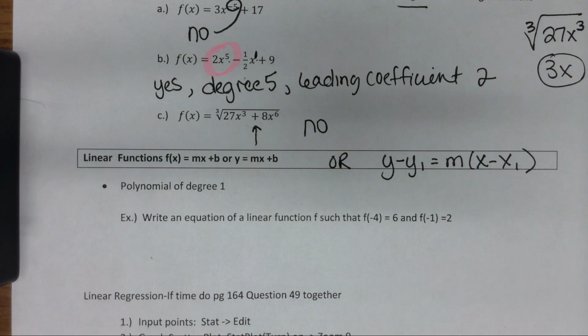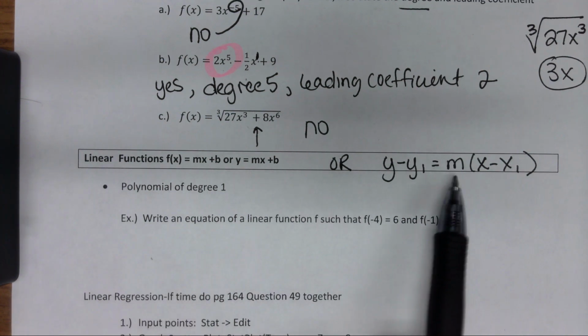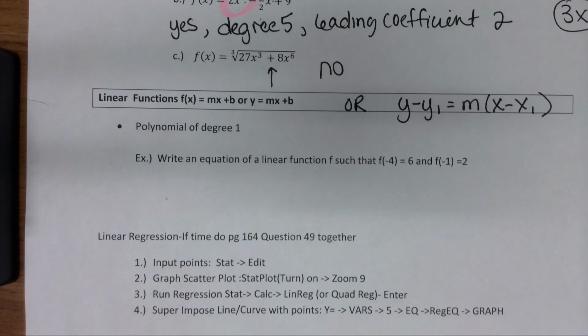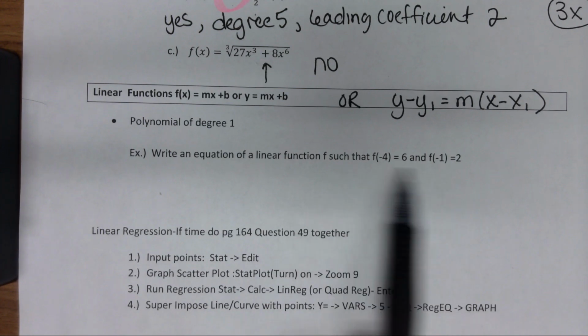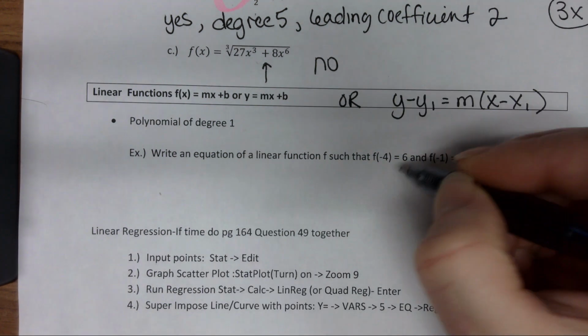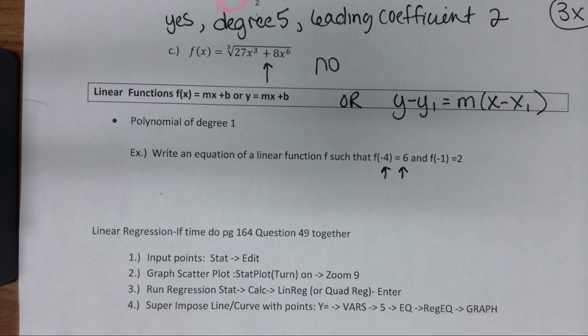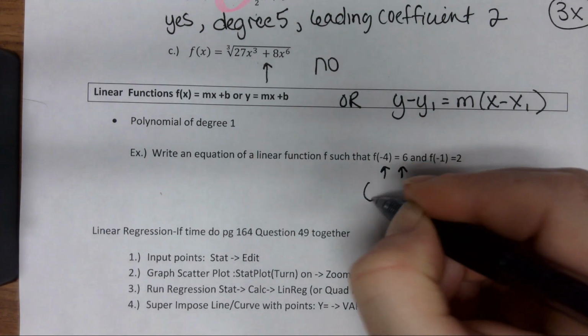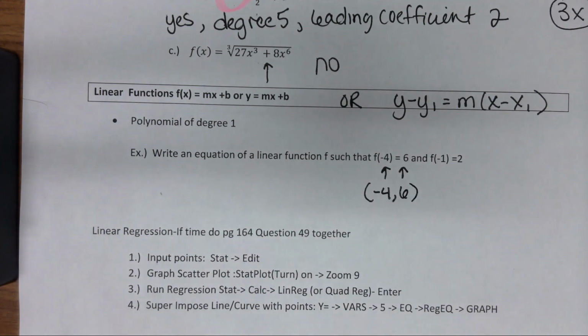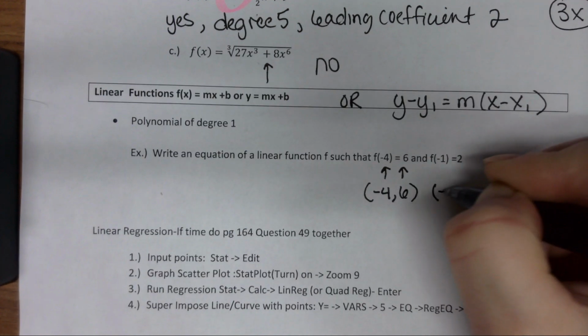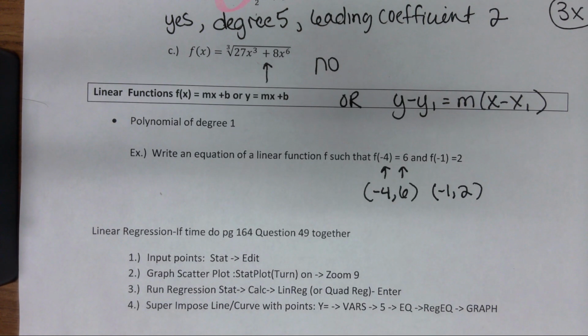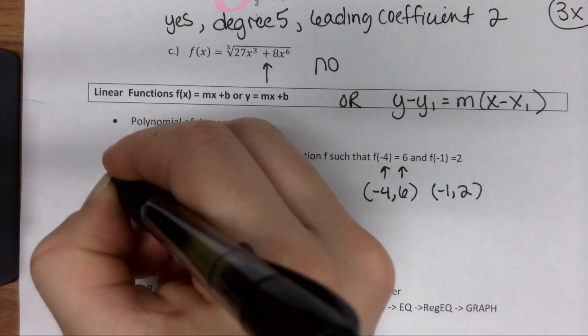Just a reminder on how we write a linear function. We need either the slope and the y-intercept, or we need the slope and a point. In this first example, if I write it like this, it's just function notation, because this is the x coordinate and that's the y coordinate. So f of negative 4 equals 6 is the same as saying negative 4 is the x coordinate and the y coordinate is 6. This would be negative 1, 2. I have 2 points, but what do I not have? Slope. Would you please take those 2 points and find the slope for me?